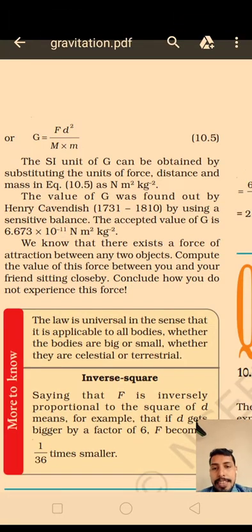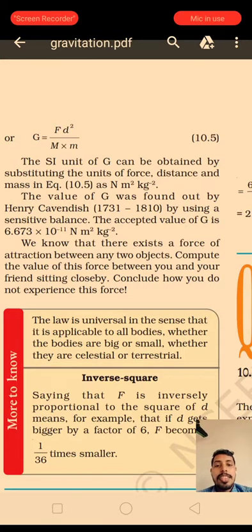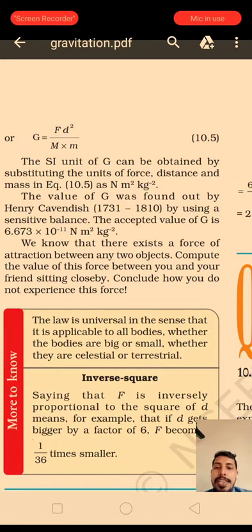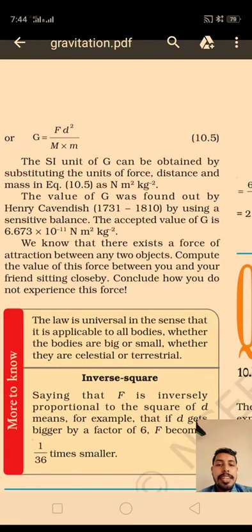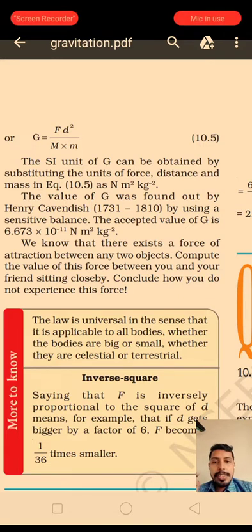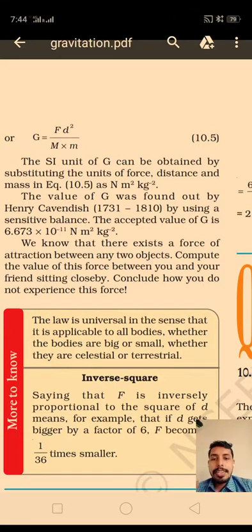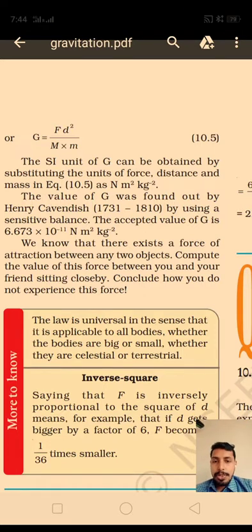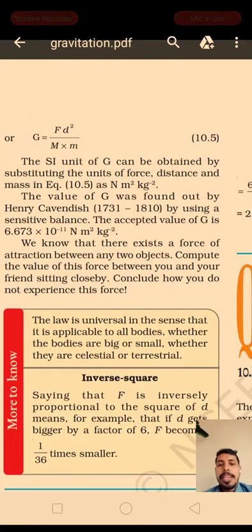Here Henry Cavendish, a great scientist, calculated the value of G. That value is 6.673 into 10 raised to minus 11 Newton meter square per kg square, or kg raised to minus 2. You can write it like that also.